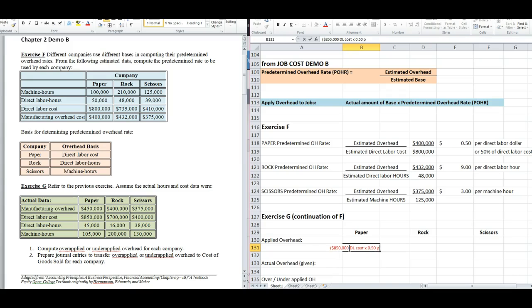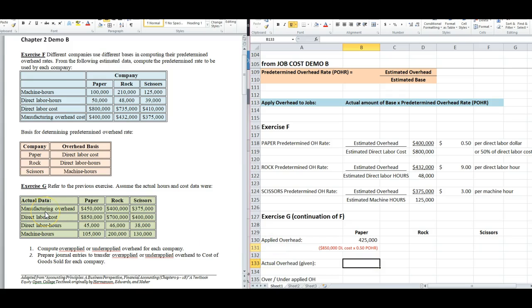So I'm going to take the $850,000 direct labor cost, and I'm going to multiply that by the 50 cents per direct labor dollar we calculated up here. So that gives me applied overhead of $425,000. Remember, this is applied overhead, or what we're calculating.